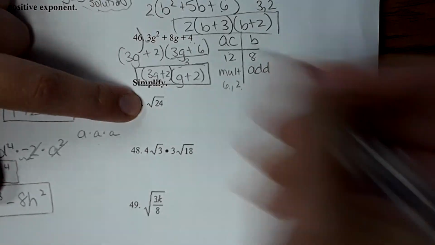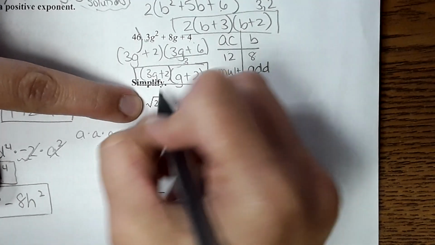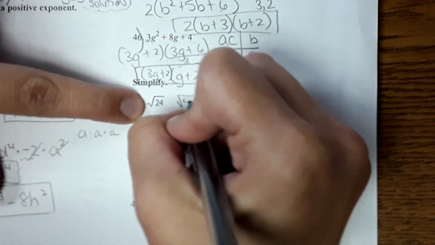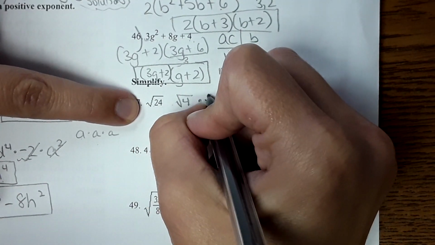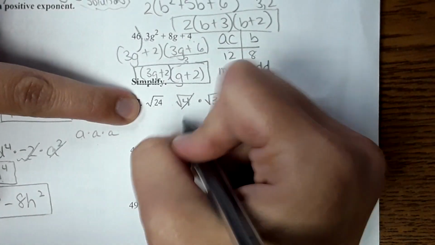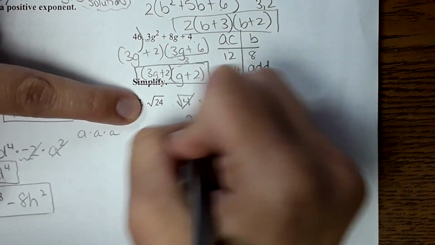Okay, continuing, 47, simplify this. The best way to simplify this is to break it up into smaller factors, either ones that are prime or ones you can take the square root of. So 24, I would break it up as square root of 4, because I know I can take the square root of that, times square root of 6. Square root of 4 is going to be 2, and I can't do much more with that, so it just stays square root of 6.